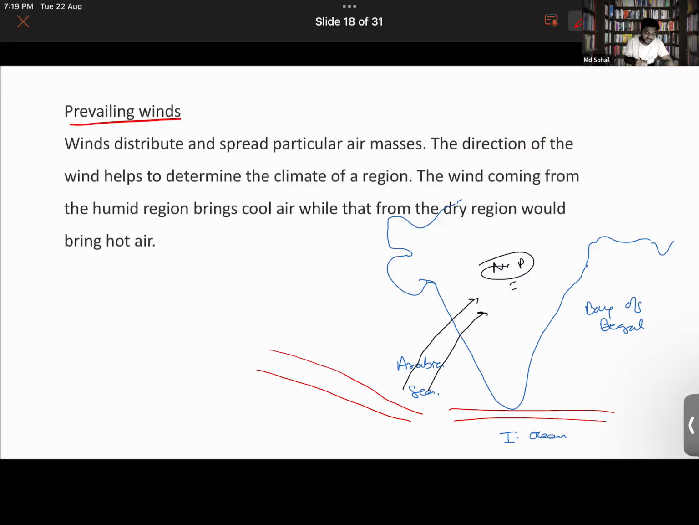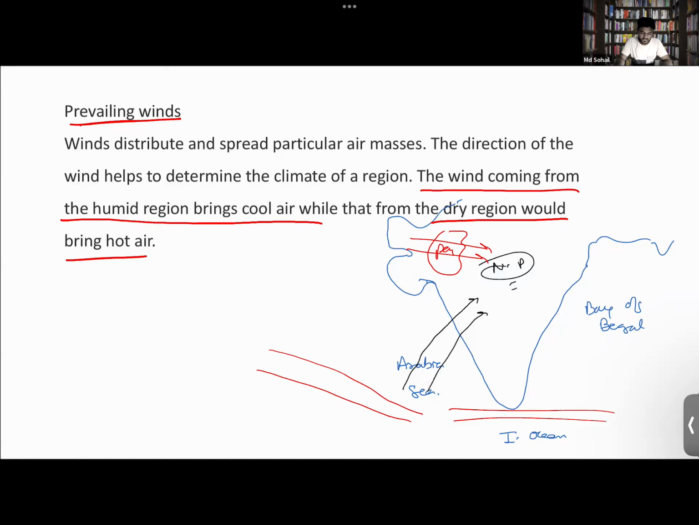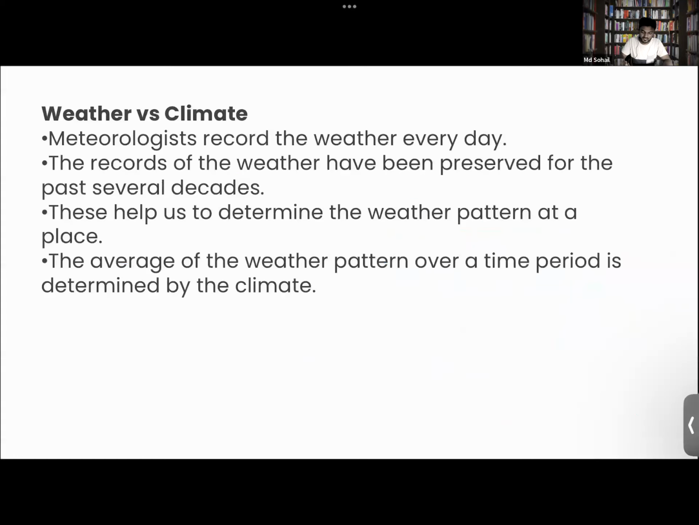So winds have also got a role to play here. Also, you see, the wind that comes from the humid region brings cool air, while that from the dry region would bring hot air. The winds that flow from Rajasthan to this part will bring warmer air, while the winds flowing from the humid region will bring colder air, isn't it? That's why people living in the coastal region experience cold air coming from the seaside. Is it clear? Yes, sir, it is clear.